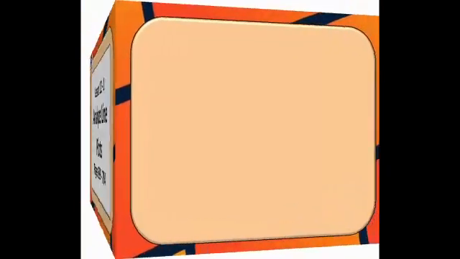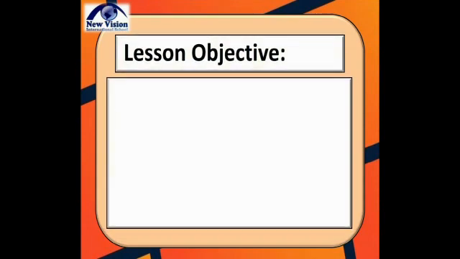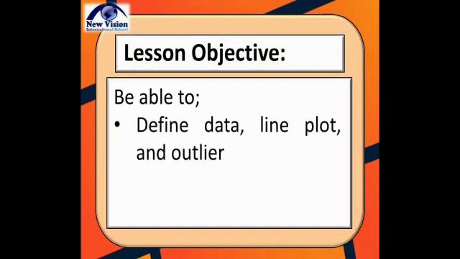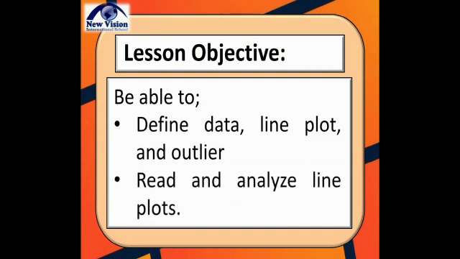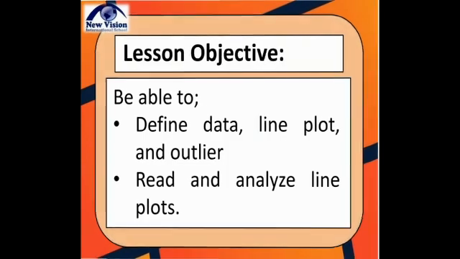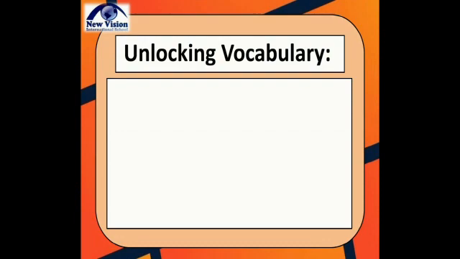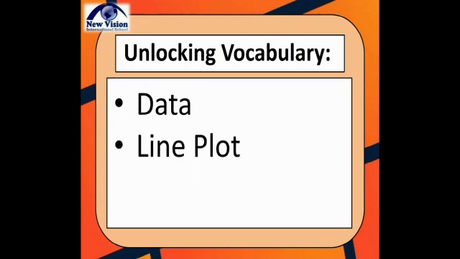For today's lesson, you are expected to be able to define data, line plot, and outlier. Read and analyze line plots. Let's start our lesson by unlocking the vocabulary terms that we will use in the lesson. So our terms are data, line plot, and outlier.